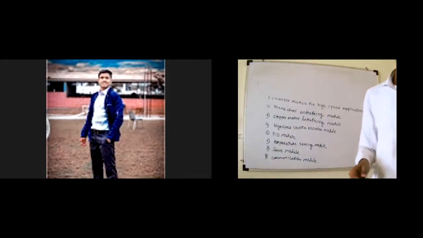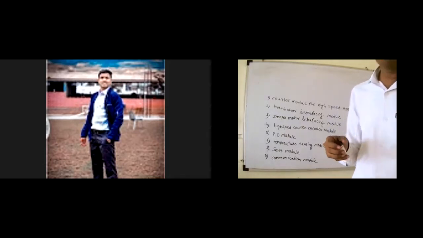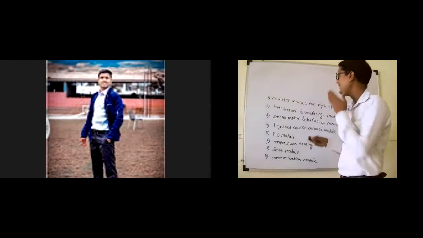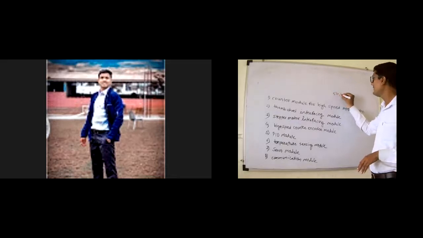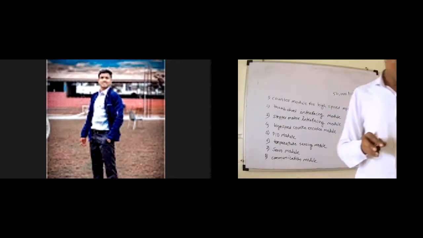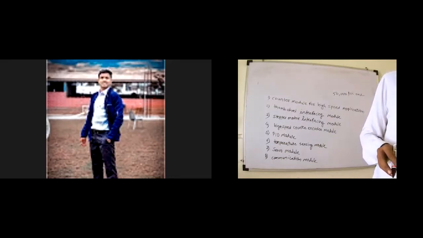Okay, these modules are a total of 7 modules. Which counter module is for high speed application? This is our first module. In case of counter module for high speed applications, more than 15,000 pulses in 1 second. That means the PLC sends more than 15,000 pulses in 1 second.